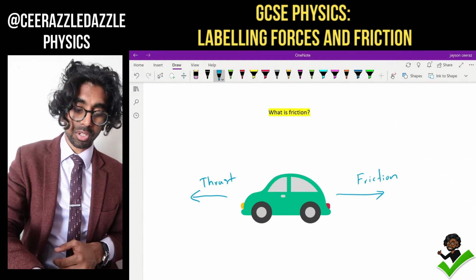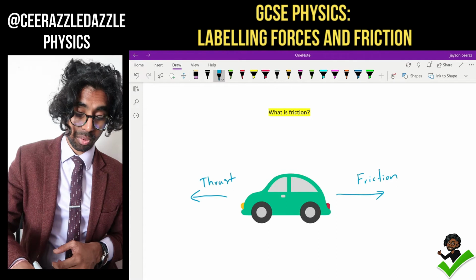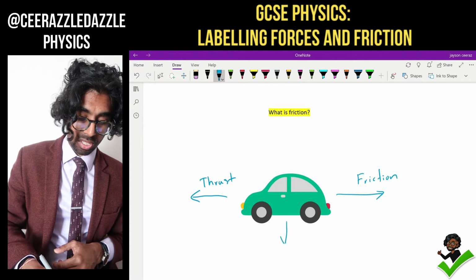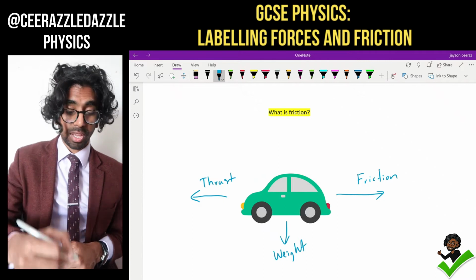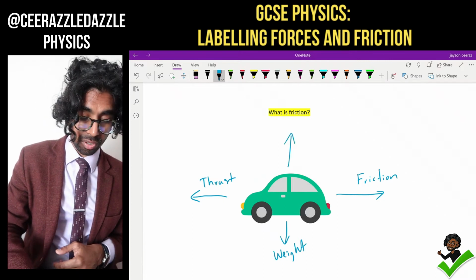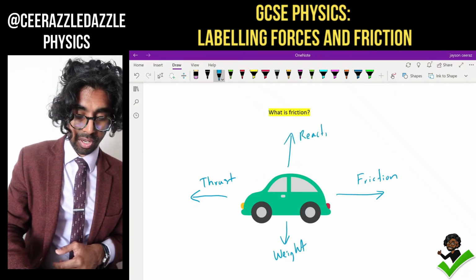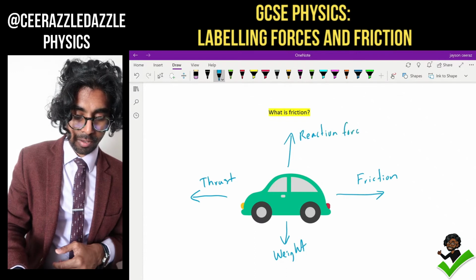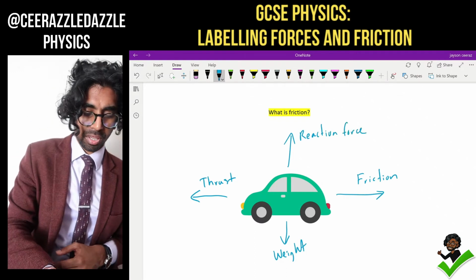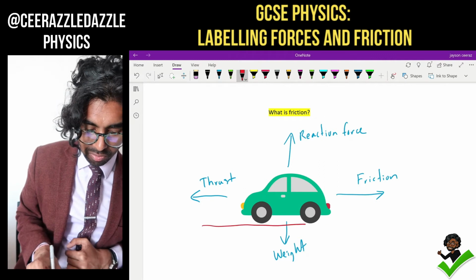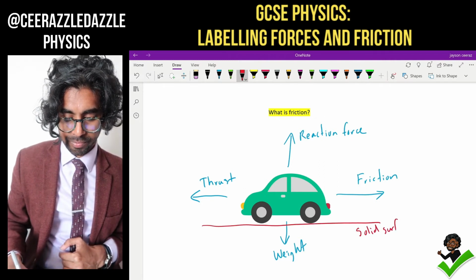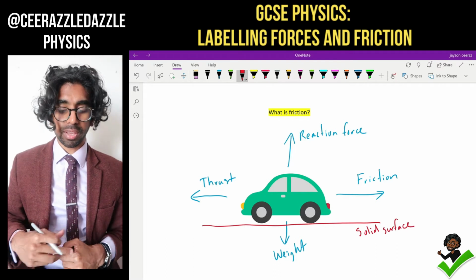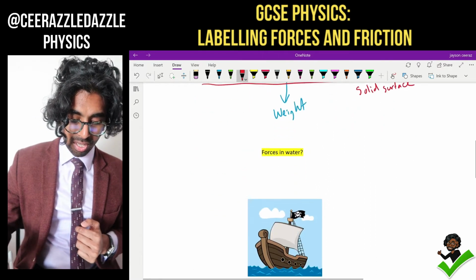Right, we can label other forces, which we just did in the previous example. We know that the weight is still going down. Here is the weight. And upwards we have still the reaction force. This is the reaction force. Yeah, because you're assuming that obviously the car is on a solid surface. Yeah, so this is a solid surface.